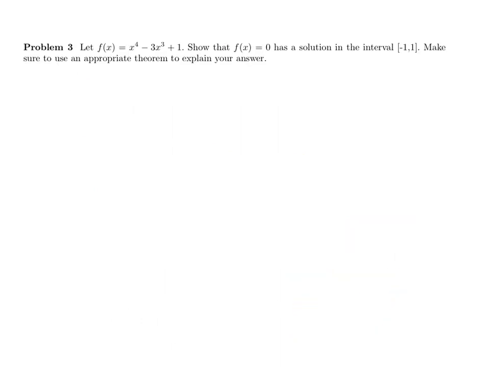In problem 3, we're given that f of x is equal to x to the 4th minus 3x cubed plus 1. We're going to show that f of x equals 0 has a solution in this interval. That means it has a root or a 0 between negative 1 and positive 1. Now we want to make sure that we use an appropriate theorem in explaining our answer. That theorem is the intermediate value theorem.